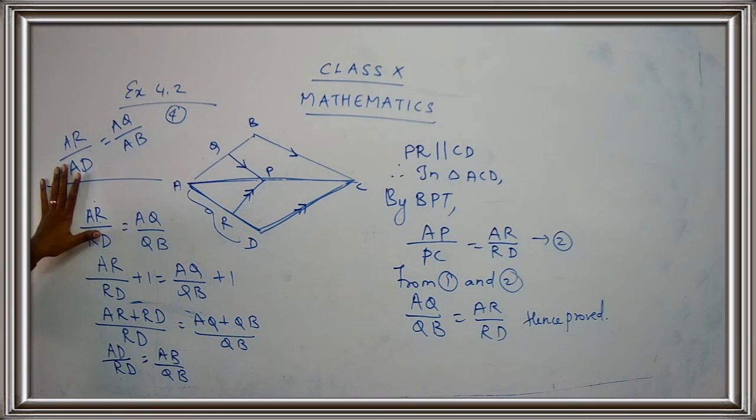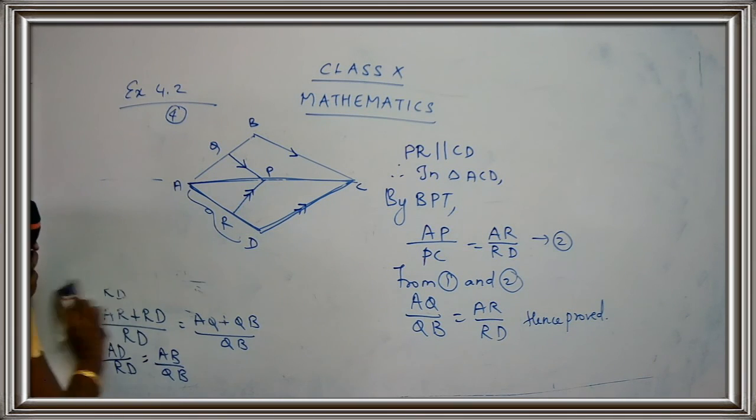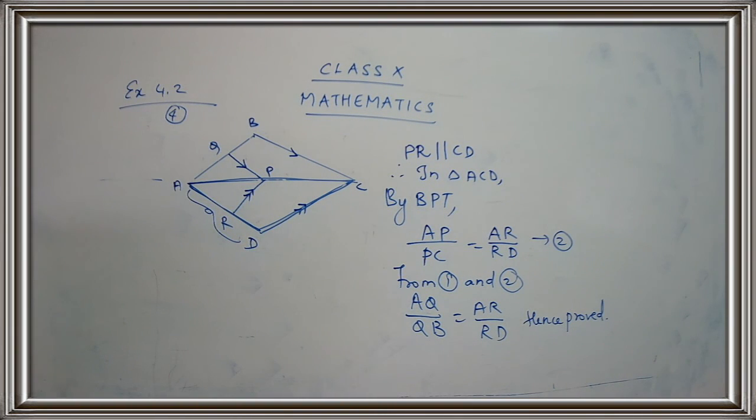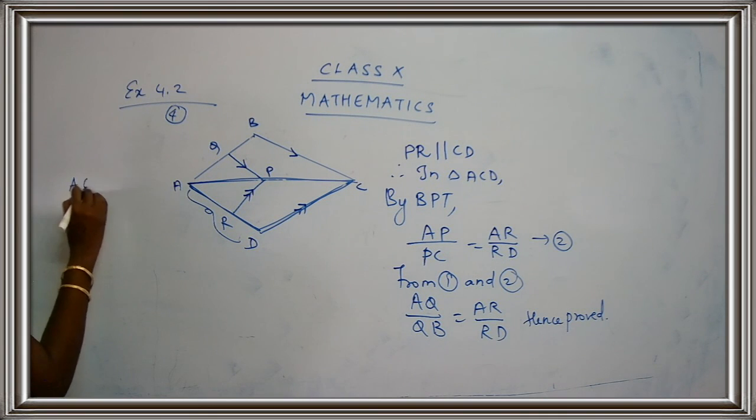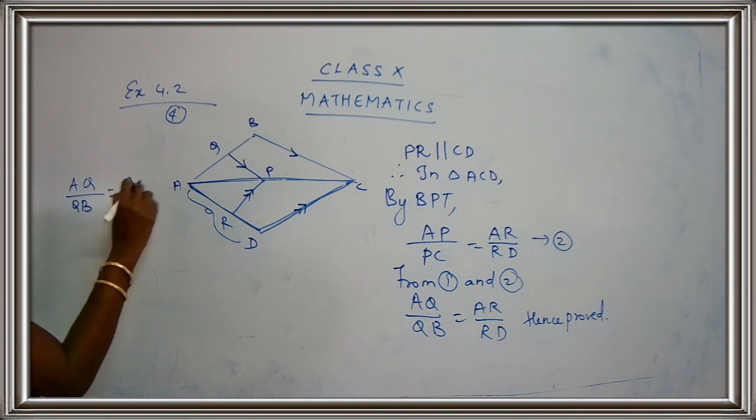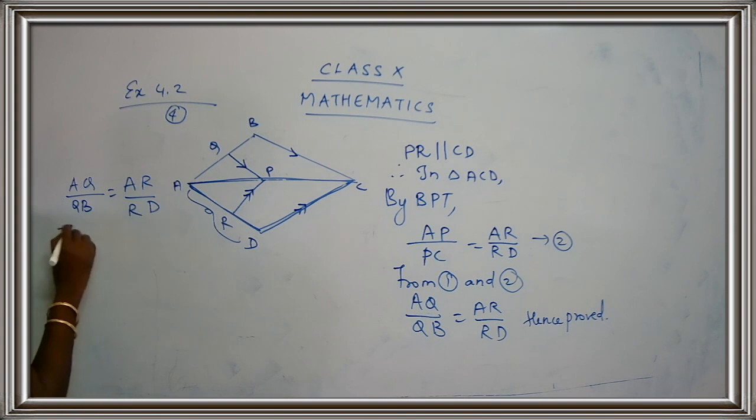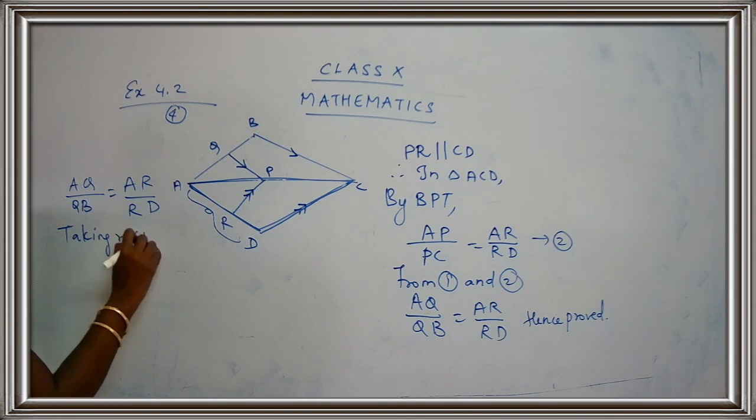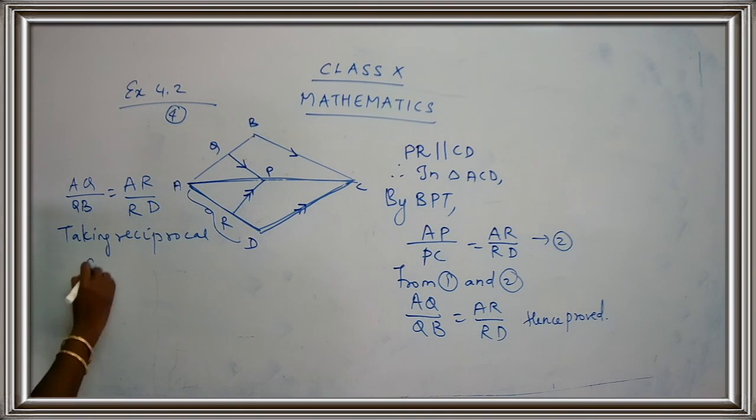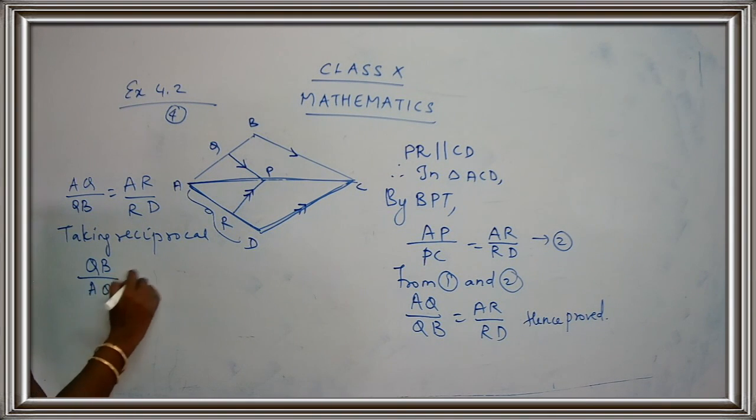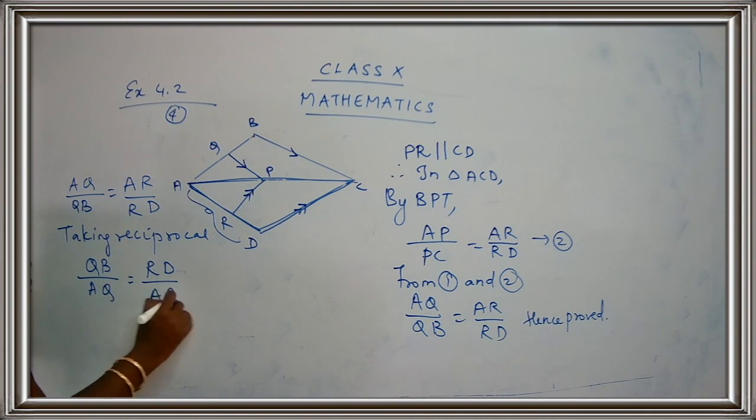So what you have to do is take the reciprocal. Come on, let's take the reciprocal over here. So what do you get? What is the reciprocal here? Write down here, AQ upon QB is equal to AR upon RD. This is what we have proved. So when I take the reciprocal, what I get here is QB upon AQ is equal to RD upon AR. Clear? You get QB upon AQ is equal to RD upon AR.